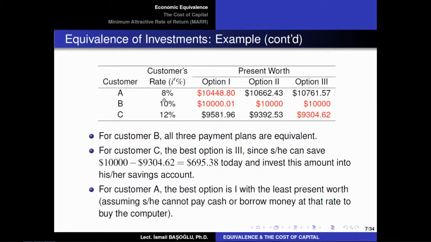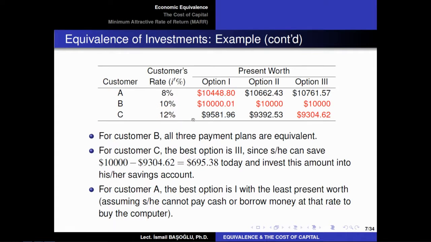Now, for example, under 10% interest rate, all these 3 options have the present worth equal to $10,000. However, under an 8% interest rate, the present worth of the first option would be $10,448.80. The present worth of the second option would be $10,662.43. And the third option will have a present value of $10,761.57. So you see the present values are not the same. Therefore, these 3 options are not equivalent under an 8% interest rate.